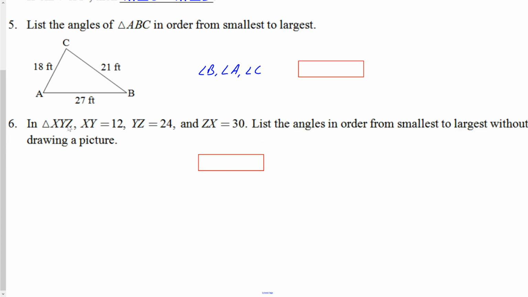So here we have triangle XYZ. I'd give you the three side lengths of the triangle. The job is still the same, to list the angles in order from smallest to largest, but now doing it without a picture. The key to this is being able to understand what angle is opposite a given side, even though you don't have a picture. If you think about the name of a side, that name has 2 of the 3 points of the triangle on it, which means the third point that's not used is the opposite vertex or the opposite angle.